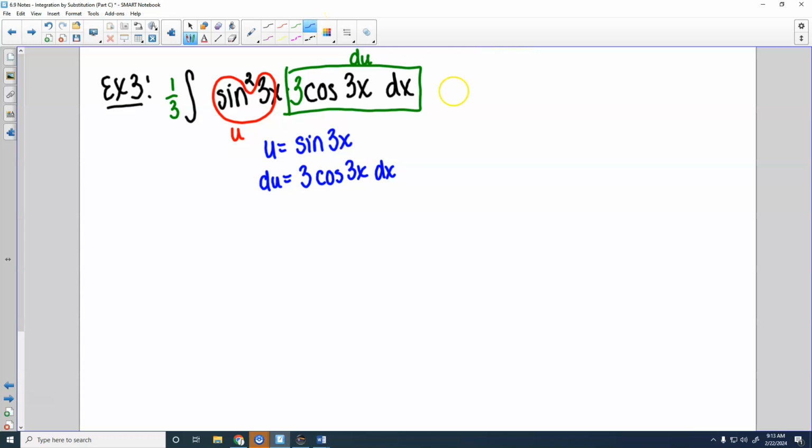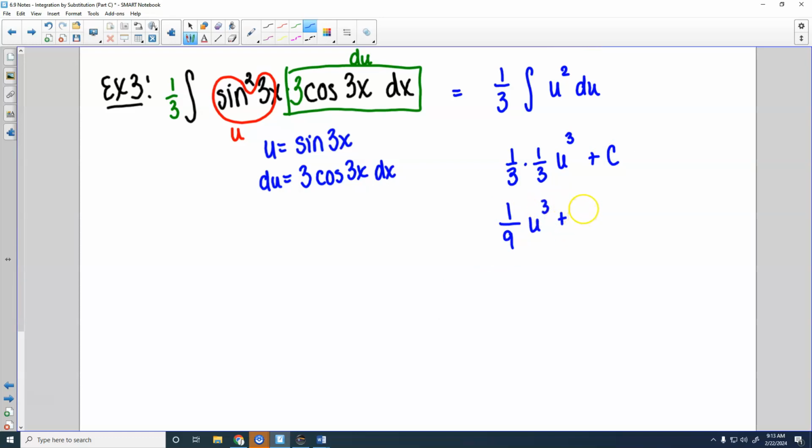All right, so if we switch to u's, we've got 1/3 and we've just got u to the second du. We are going to integrate. That will be u to the third power. We already have a 1/3 out here, so we divide by the 3 and get another 1/3. We'll put our plus c. So we get 1/9 u to the third plus c.